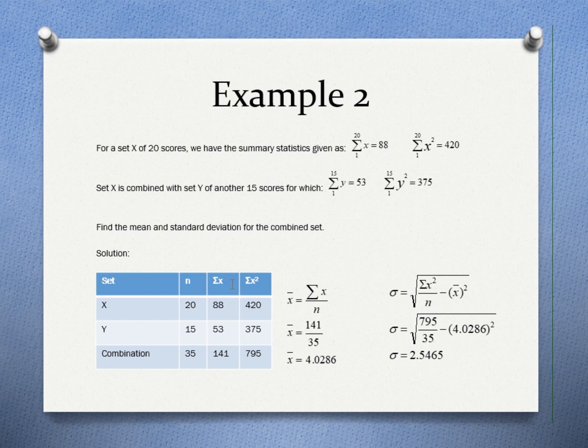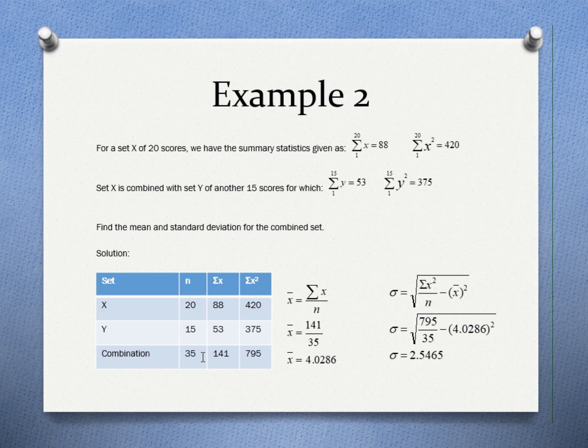We're just going to use a generalized term here, sigma x and sigma x squared. But what it actually is, 420 is for the first set and 375 is for the second set. So just don't confuse yourself there. Now when you want to combine it, like I told you, the first step is writing this down. Second step, you're going to combine all the summary statistics. There are 3 summary statistics: n, sigma x, and sigma x squared. So you are going to combine them. Basically, your total for n will be 35.